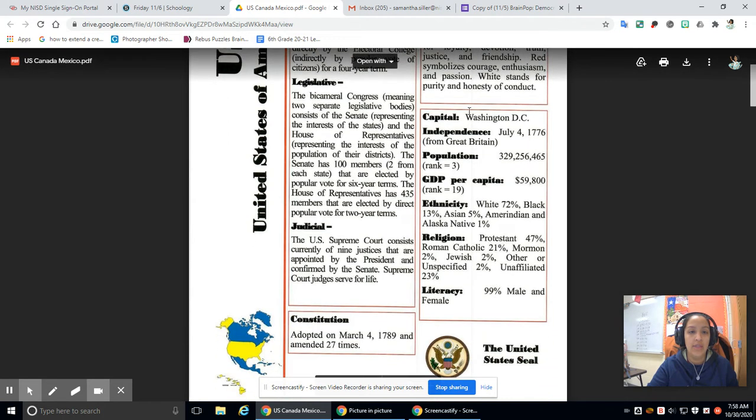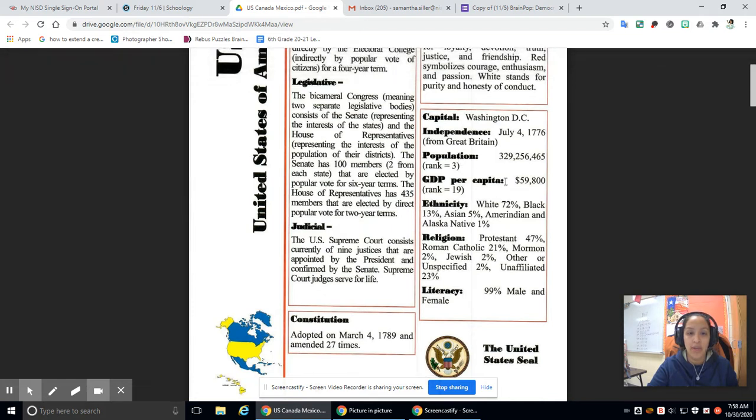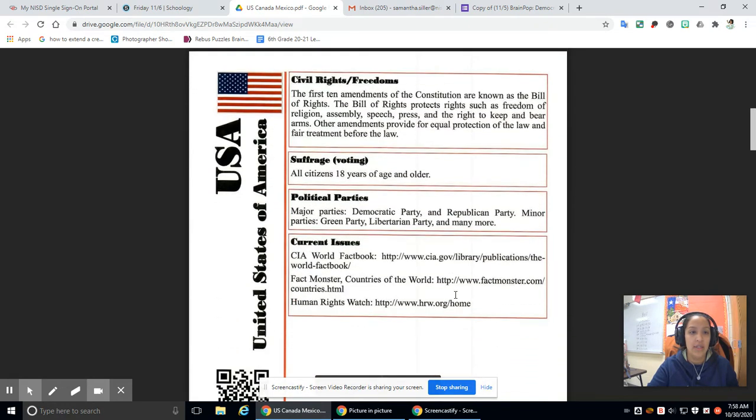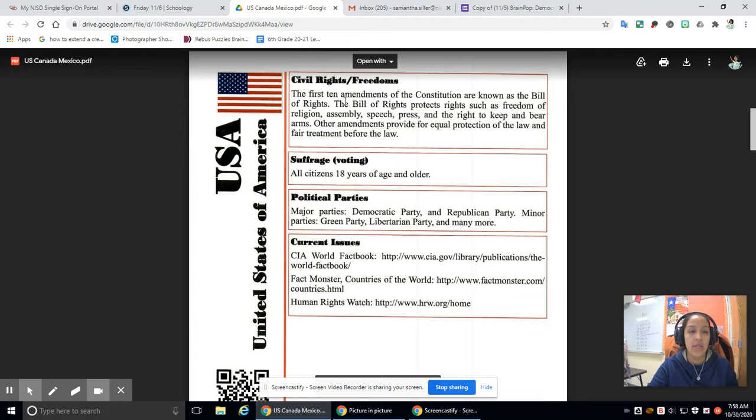Underneath that, we have some facts here: capital, our independence, what's our population, our GDP per capita, ethnicity, religion, and literacy rates. On the back of that, it's going to be our civic rights, freedoms. It talks about how our first 10 amendments of the Constitution are known as the Bill of Rights. And our rights are protected, such as freedom of religion, speech, assembly, and all of that.